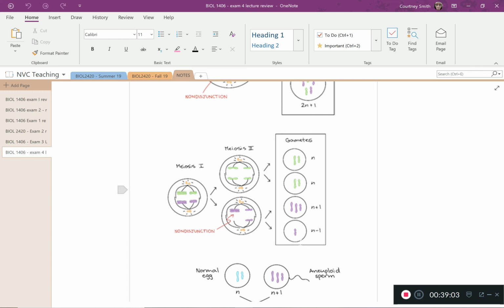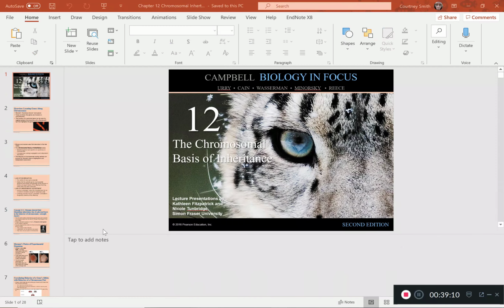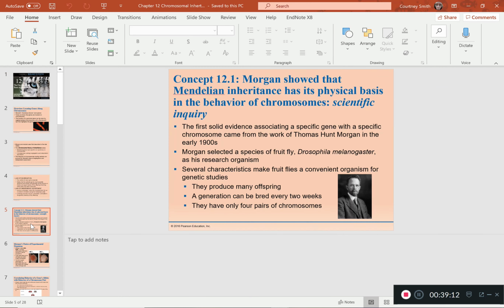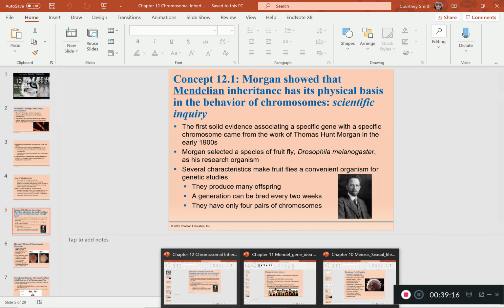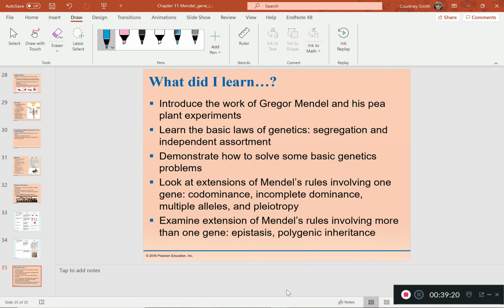So there are numerous disorders that can present from this, and we're going to go to chapter 12 for that. I'm sorry, not chapter 12. Oh wait, yes, chapter 12.